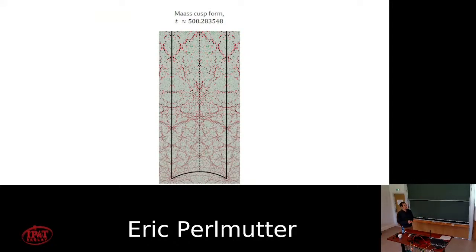So here's a picture of a Maass cusp form with spectral parameter 500.283548... this was taken from a nice paper by these first two authors, where they have lots of other nice pictures and experiments showing the extent to which you can model these as random waves. So here's a plot in a portion of the upper half plane of one of these guys. Red dots are max and black is min, or the other way around, I can't quite remember.